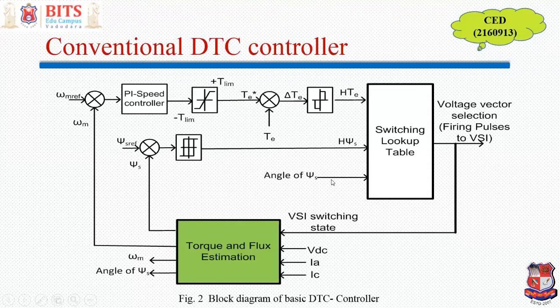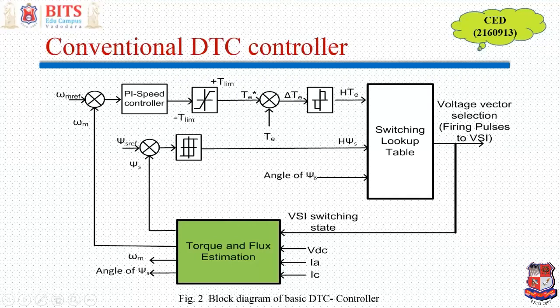As you had seen in the previous slide, I need to find out where exactly is my stator flux vector. Then only I can select a particular voltage vector. So if I have these three pieces of information, then based on my switching lookup table, I can select what voltage vector is to be selected.